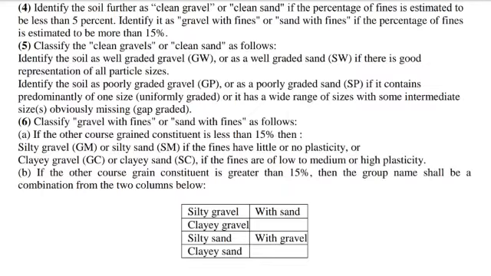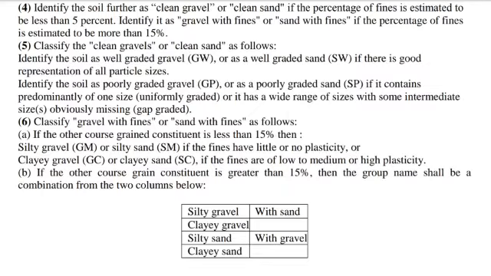4. Identify the soil further as clean gravel or clean sand. If the percentage of fines is estimated to be less than 5%, identify it as clean gravel or clean sand. Identify it as gravel with fines or sand with fines if the percentage of fines is estimated to be more than 15%.